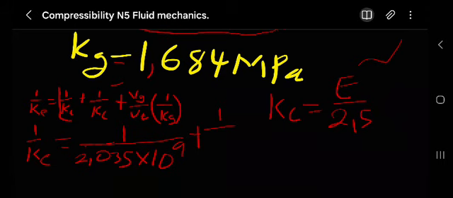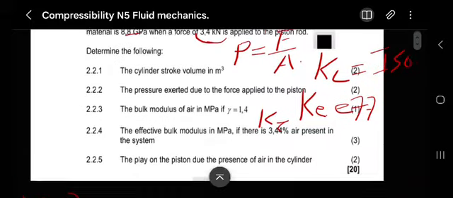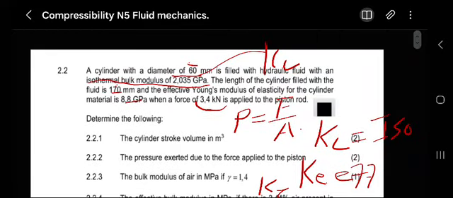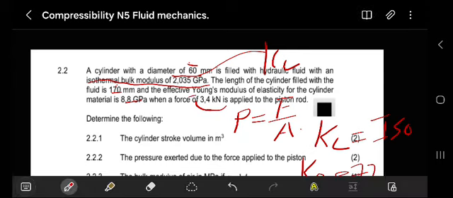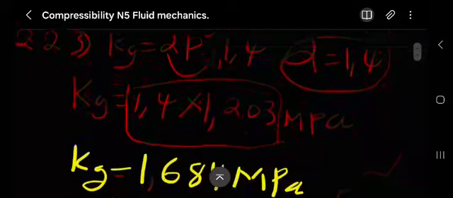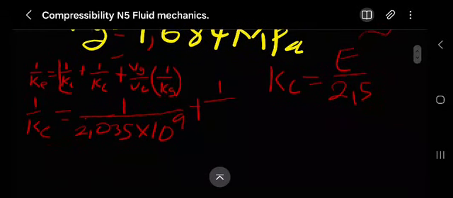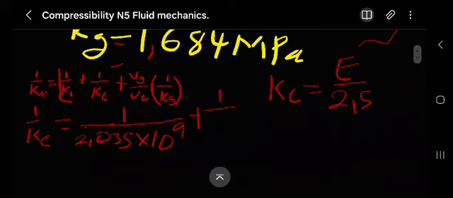Let us check. Do we have elasticity in our question here? Young modulus. What is the Young modulus? Okay, they've told us that you see the Young modulus here. The Young modulus of elasticity of the cylinder is 8.8 gigapascal.